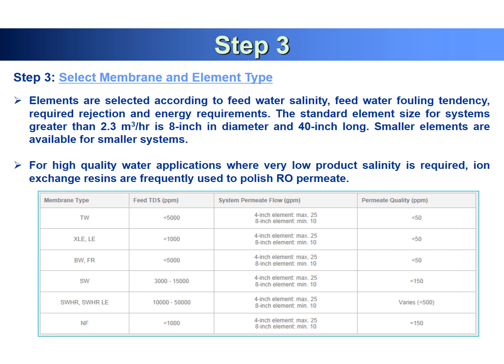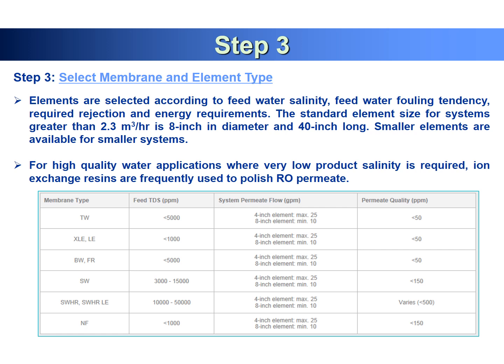Very typical way of RO element. Smaller elements are available for smaller systems. So when you design less than 2.3 cubic meter per hour, we can utilize 4 inch or 2.5 inch diameter elements.